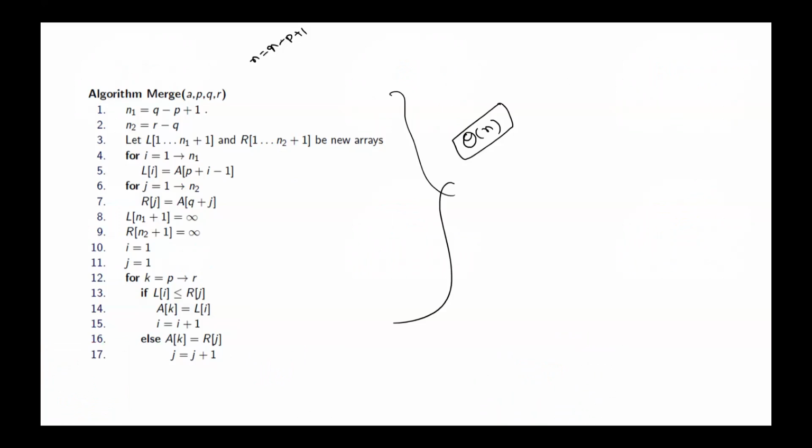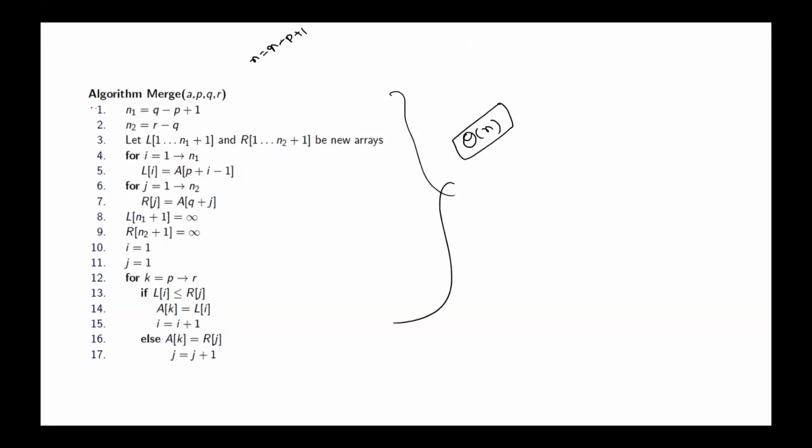So now, what is the amount of time this algorithm takes? Theta of n, sir. Theta of n. Without actually even knowing what this algorithm is doing, we can easily calculate the amount of time it takes, provided n is r minus p plus 1.